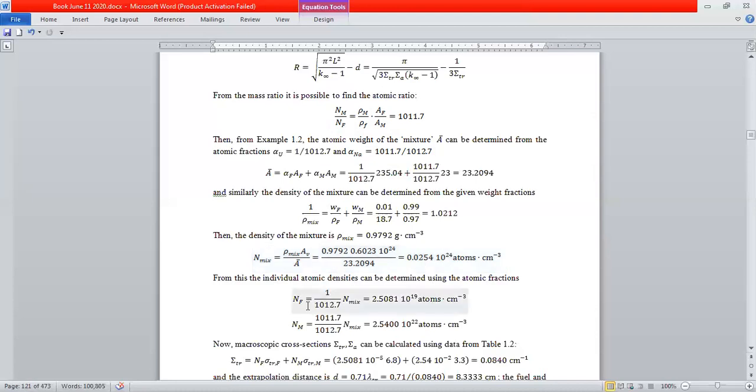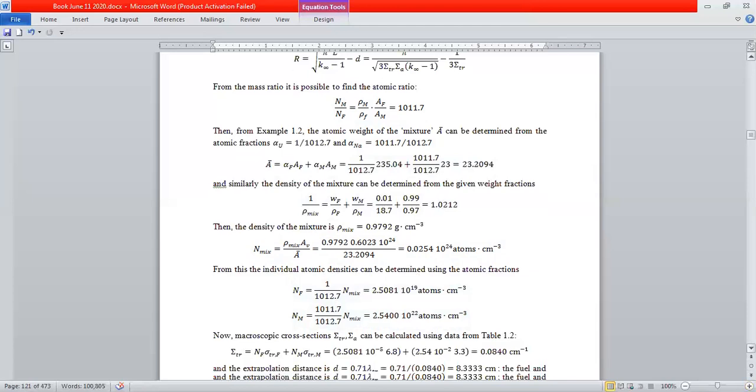The number density of fuel looks small, 10 to the 19. Why is this so? Because the atomic ratio is very small, so I'm okay with it. The number density of moderator is big. I'm okay with that. There's a ratio of 1,000 between the two.